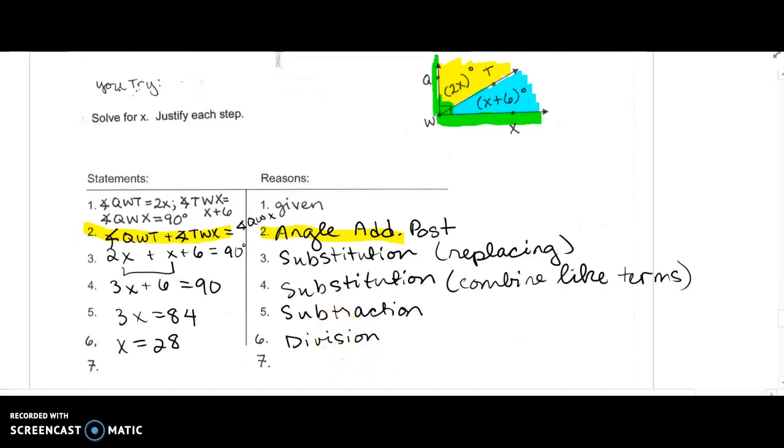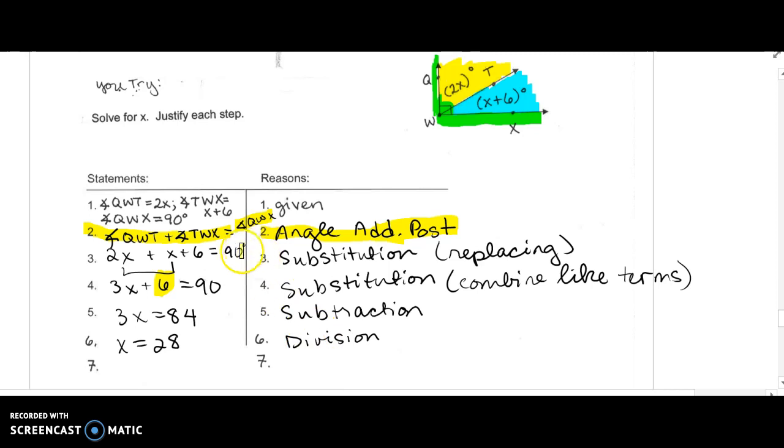Okay, so I hope you wrote out your angle parts that added to your whole for the angle addition postulate in line 2. Then in line 3, we know we replace those angles with their algebraic expressions. In line 4, I did substitution. I combined my like terms. In line 5, I subtracted the 6. And in line 7, I divided by 3 to get my final answer.